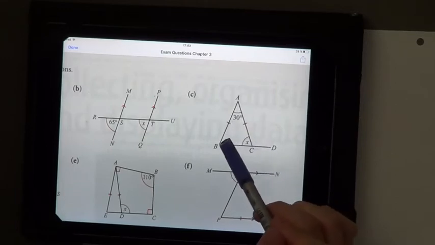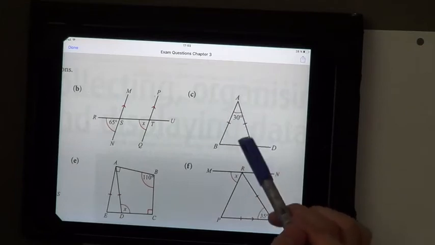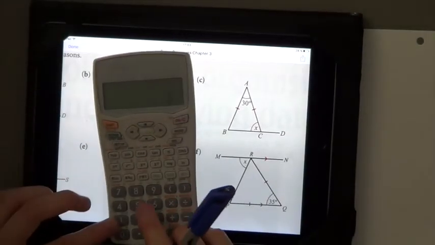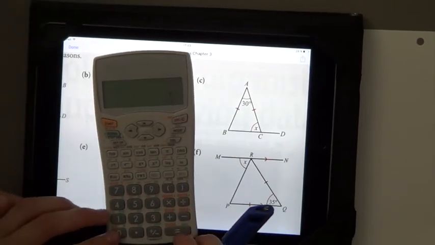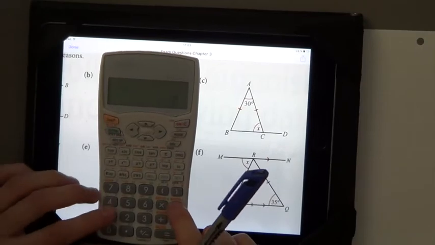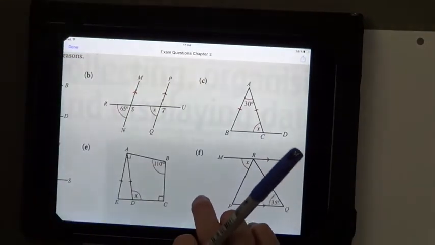Both these angles, x and this angle here, have to be the same, and all three angles have to equal 180. So basically what I'm going to do is 180 minus 30 gives me 150, then 150 divided by 2 is 75, so x is 75 in this case.